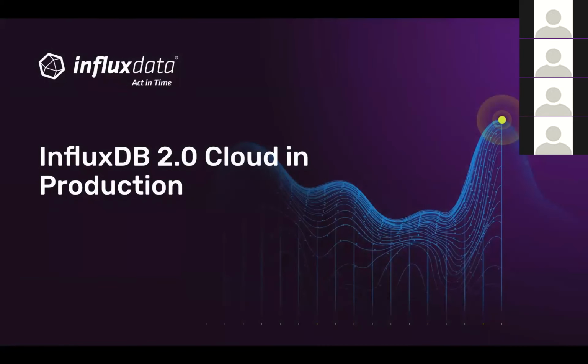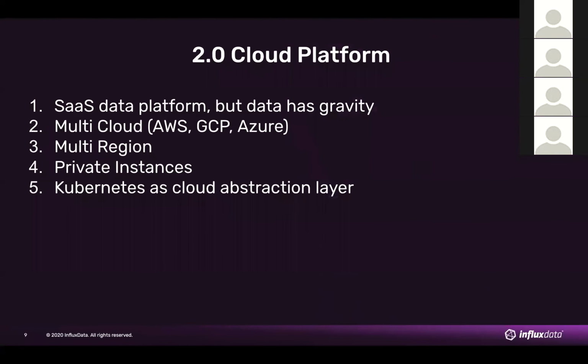Okay, so let's talk a bit about what I mean by InfluxDB 2.0 and what it looks like in production for us. We call it internally Cloud 2, and it's basically a SaaS data platform, right? So it's available as a service. But the thing about data is data has what we call gravity. What that means is, unlike most cloud services, if you're using a typical cloud service, you don't really care where it runs, like your HR tools or your Git repository. The cloud that it's running on or the region doesn't really mean much to you.